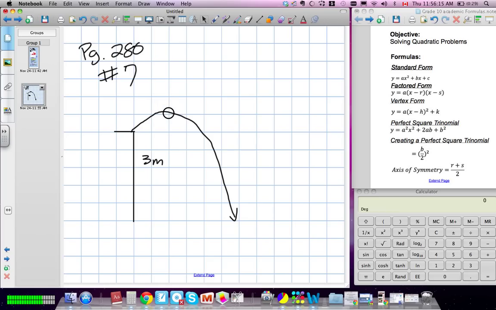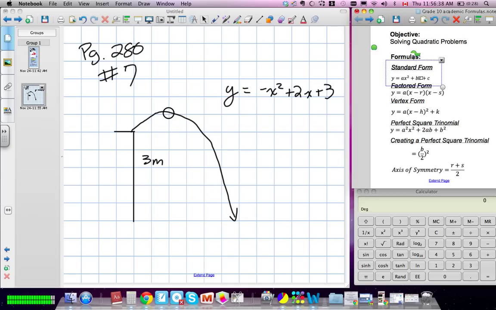The path of the basketball is defined by the relation, and they give us an equation. This is y is equal to -x squared plus 2x plus 3. Now, right away, I need to figure out what form I am in right now. I'm in standard. Good. That's very important. Now, does anyone remember, because factored form finds us the x-intercepts quickly, vertex form finds the vertex quickly, what does standard form help us do?